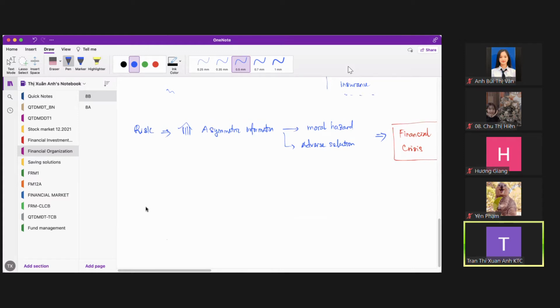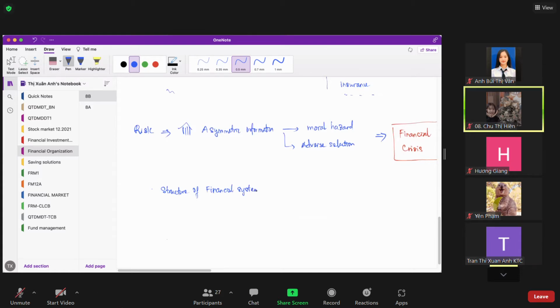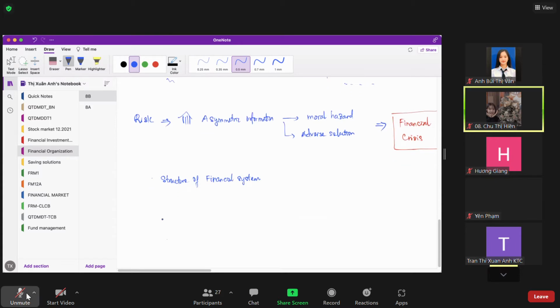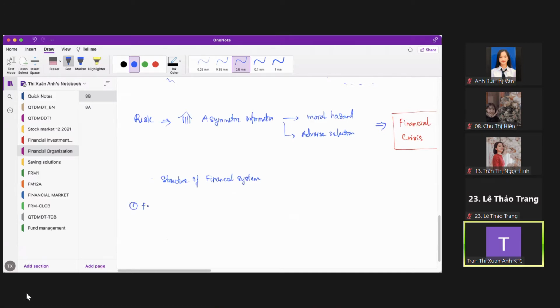Okay, so now first of all we are talking about the structures of financial systems. Can you see my writing, students? Yes. Okay. The first one, before we mentioned financial institutions, that is one way we can connect between the savers and the borrowers. And in more detail, we divided financial institutions into two main kinds.